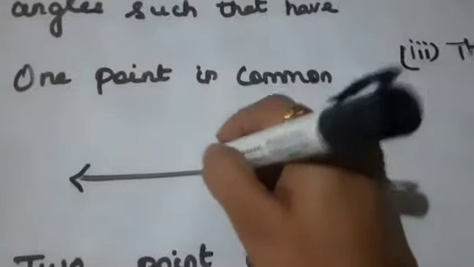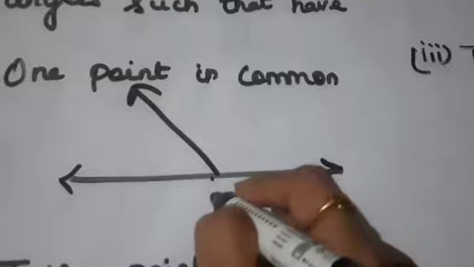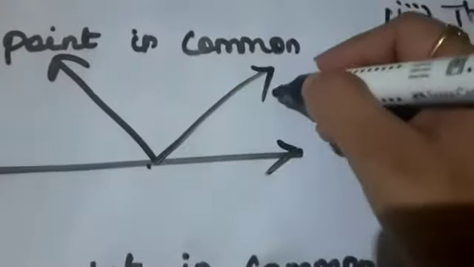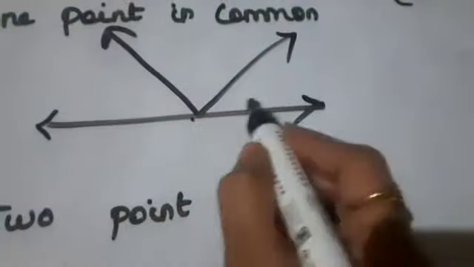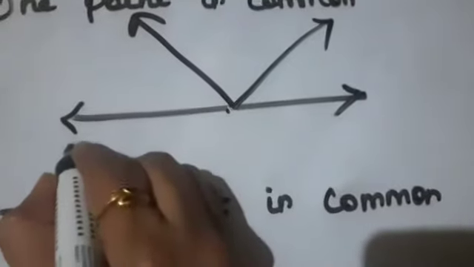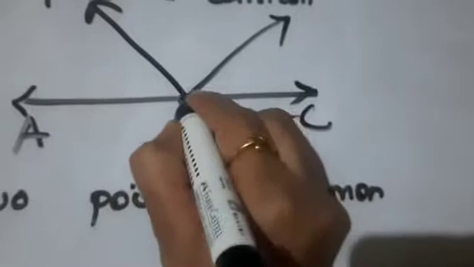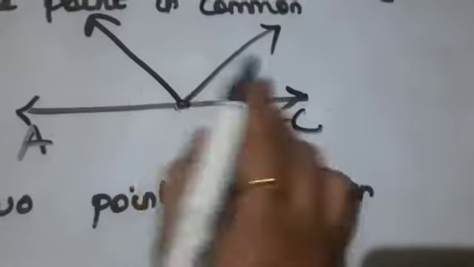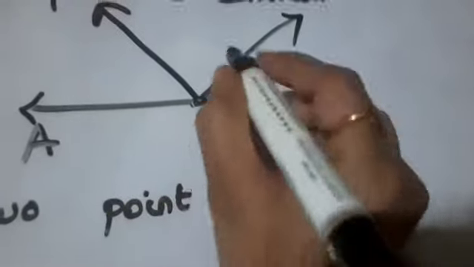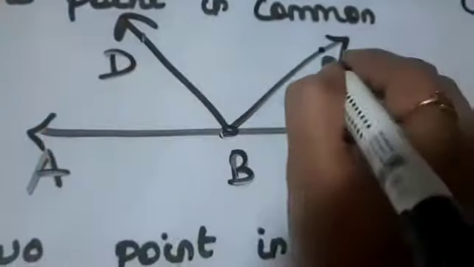A line I have drawn from here. I have drawn another line which makes one angle. From here I am drawing one more angle. So these two have a common point. I am naming these lines as follows. The first straight line is AC, and I am marking the middle point where the two angles meet together as B, and these points as D and E.